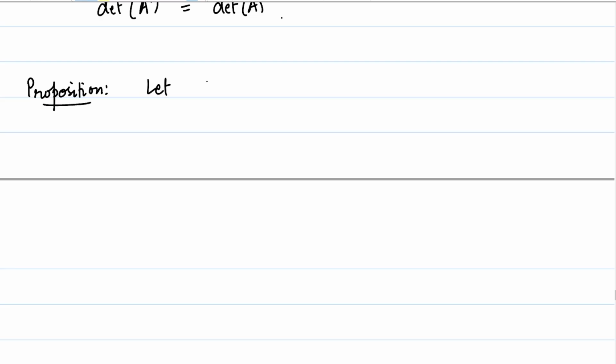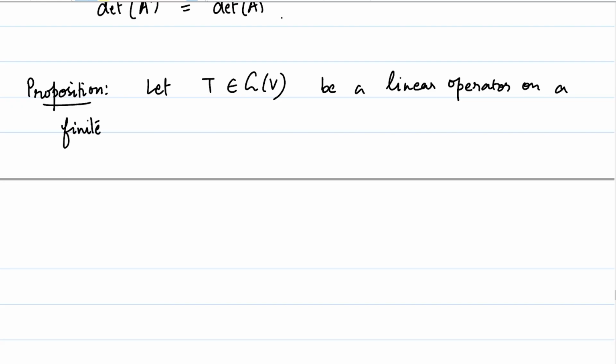So let T be in L of V. Let it be a linear operator on V. L of V, recall, is just the collection of all linear operators on V, linear transformations from V to itself. Let T be a linear operator on a finite dimensional inner product space. That is the setup we are in.